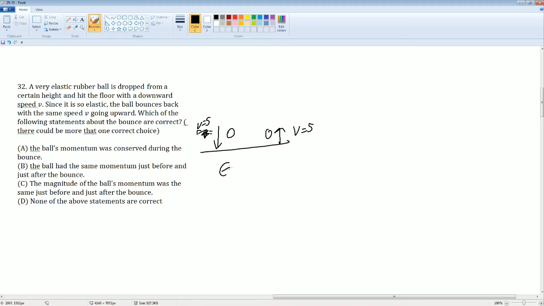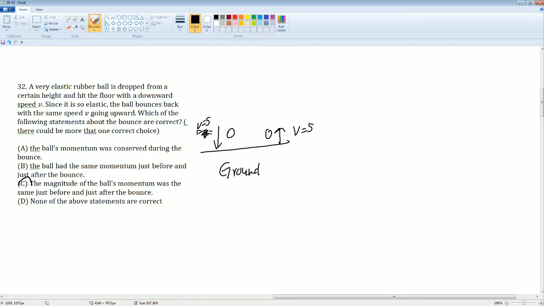So this is the ground. Okay, which of the following statements is true about the bounce back? The ball's momentum was conserved during the bounce. Not quite. The ball had the same momentum just before and just after the bounce. The magnitude of the ball's momentum was the same just before and after. Well, this one would be correct.